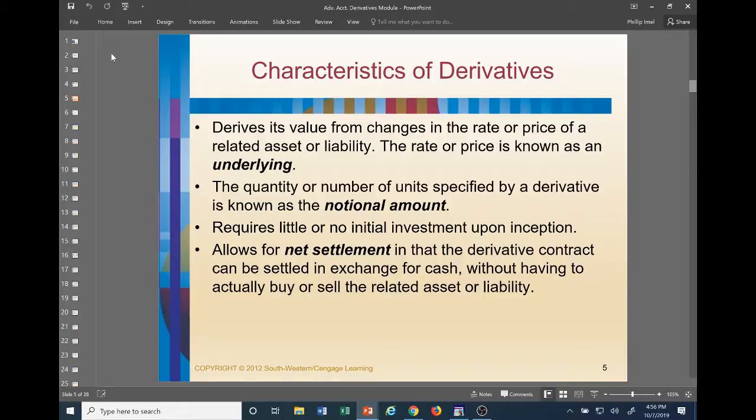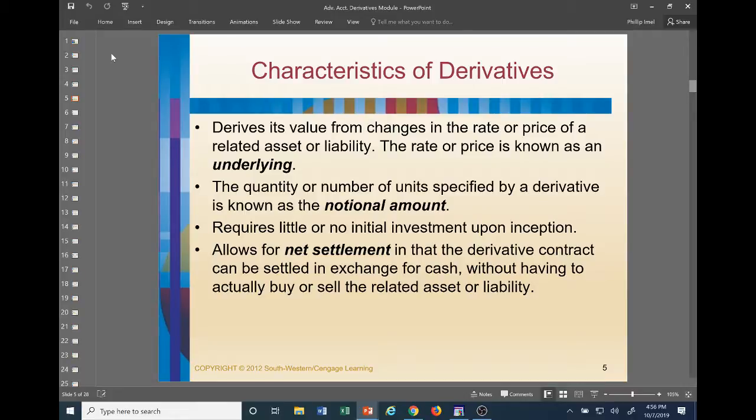So many derivatives do not require the parties to the contract, the counterparties, to actually deliver an asset that is associated with the underlying in order to realize the value of a derivative. The ability to settle the contract in exchange for cash without actually buying or selling the related asset or liability is referred to as a net settlement. So we can get the actual net realized value or the net effect of this transaction without actually buying the asset, by just buying into the changes in the value of these assets.